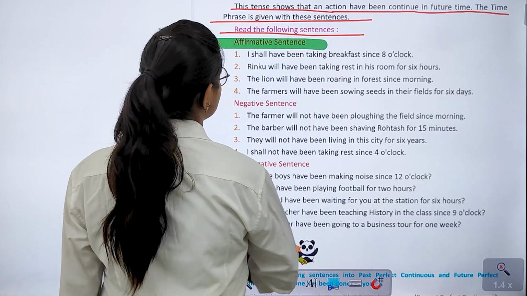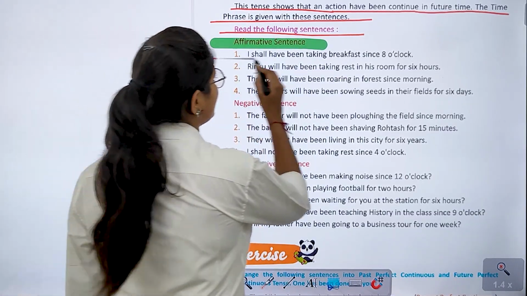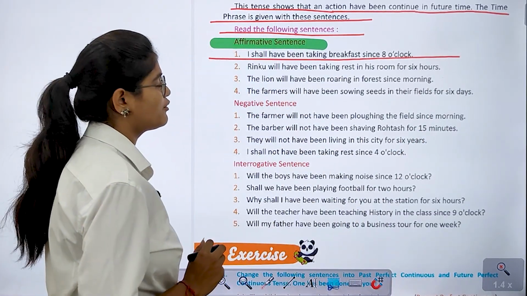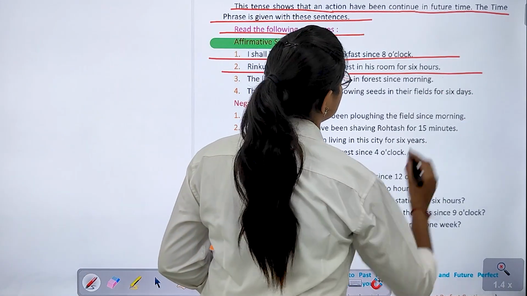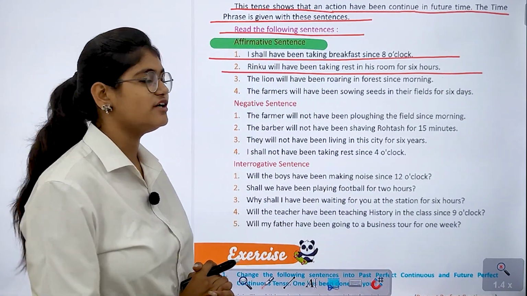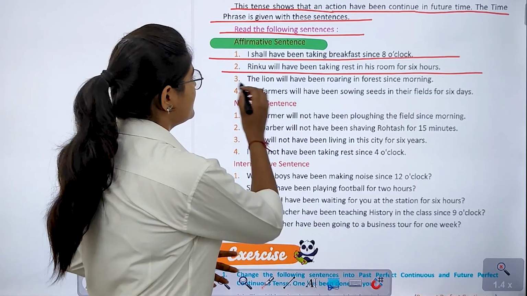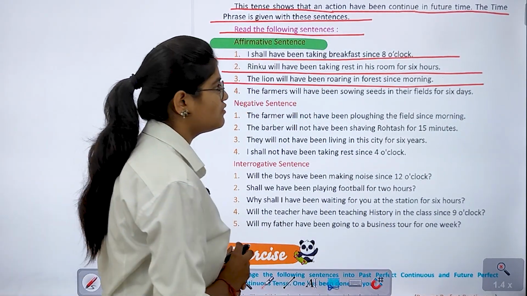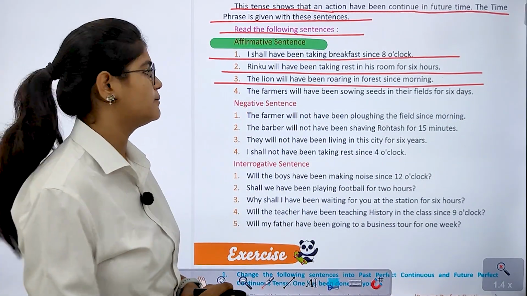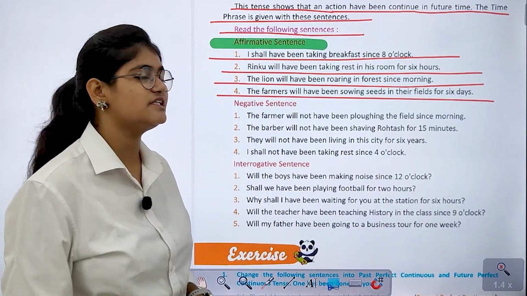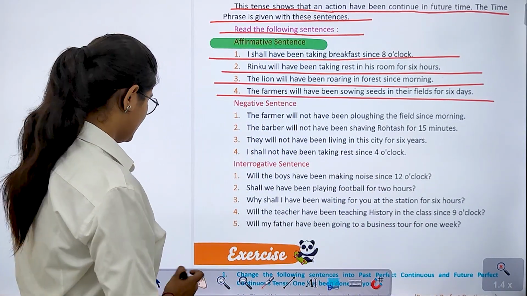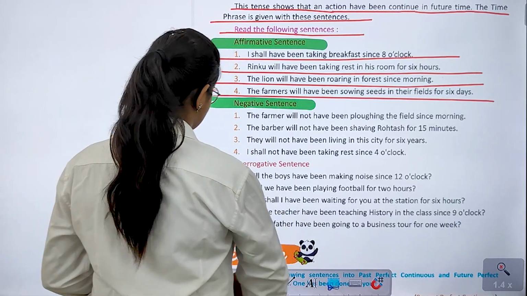So affirmative sentences, first of all: I shall have been taking breakfast since 8 o'clock. Rinku will have been taking rest in his room for 6 hours. The lion will have been roaring in the forest since morning. The farmers will have been sowing seeds in their fields for 6 days. Next is the negative sentence.